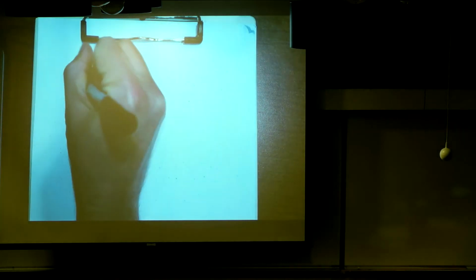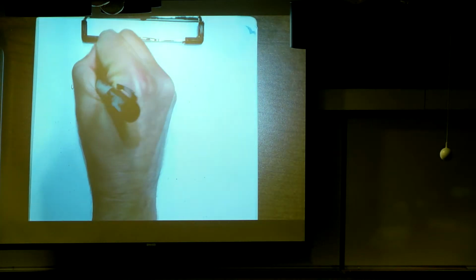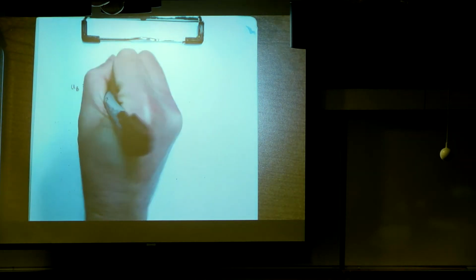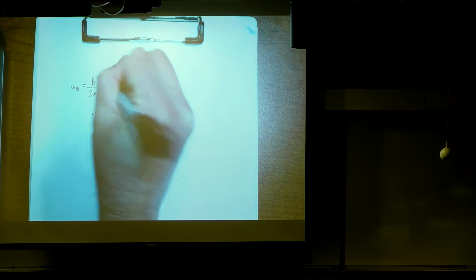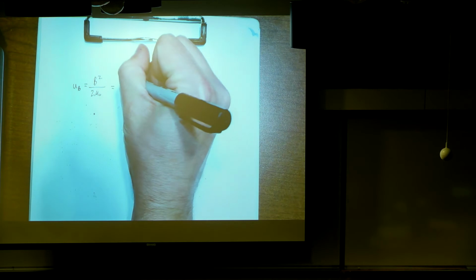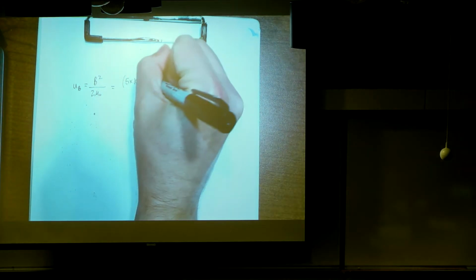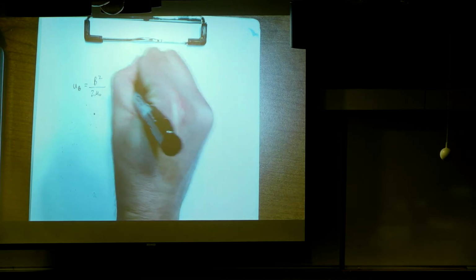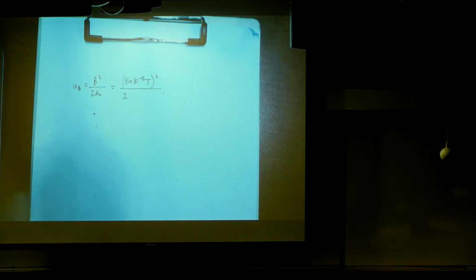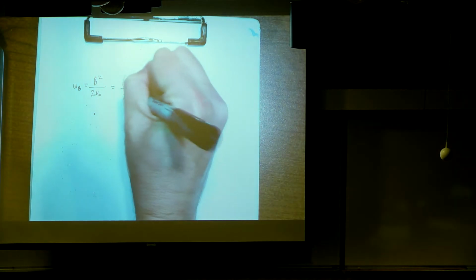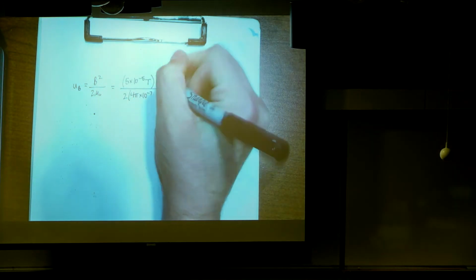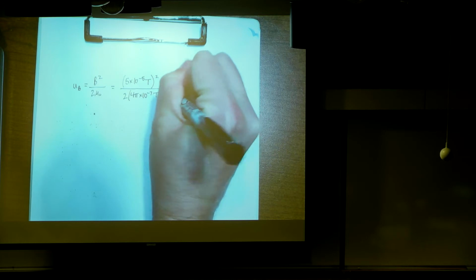For magnetic energy density, this is lowercase u_B. The formula derived was B squared, the strength of the B field squared, divided by 2 times mu naught. And this is going to come up in some stuff we're going to do later. So for Earth's magnetic field, we're going to take the average value of 5 times 10 to the minus 5 Tesla, then square it, and then divide by 2 times mu naught, which is 4 pi times 10 to the minus 7 Tesla meters per amp.